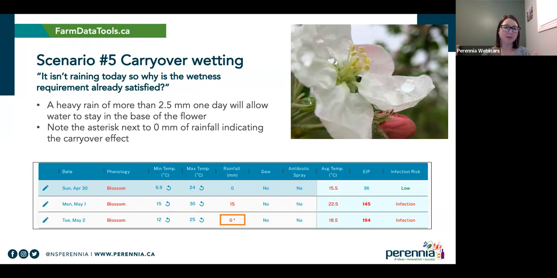What happens is if you have a rain more than 2.5 millimeters one day, it will allow that water to stay in the base of the flower, and it will allow bacterial movement the next day. So that's why you'll see in the model, if you have a wetting event more than 2.5 millimeters, in the next day, we've got this asterisk in the PomeBlight model, where you can hover over it and it's telling you that there's still water present there, even though there's zero rainfall on the current day. So that can still act as your wetting event because that water is still sitting there.